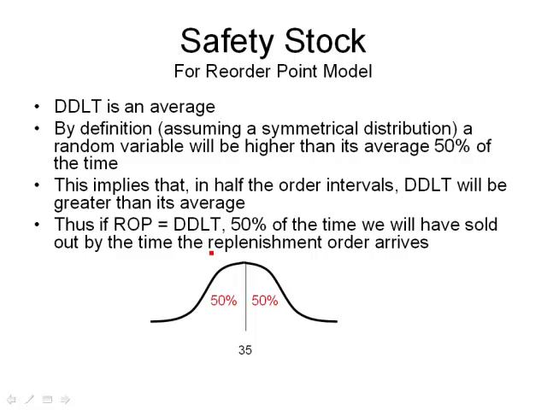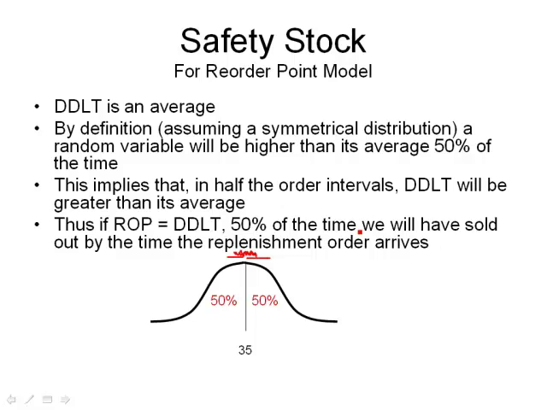About half the time, the actual value of the variable, in this case demand during lead time, is going to be less than the average, and half the time it's going to be more than the average. Most of the time it's going to be in this area, near the top of our bell curve. But again, half the time it's going to be more, and half the time it's going to be less. So in this case, since the variable we're interested in is demand during lead time, half the time demand during lead time is going to be greater than the average, half the time it's going to be less than the average.